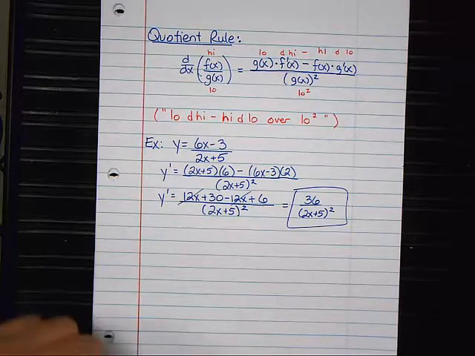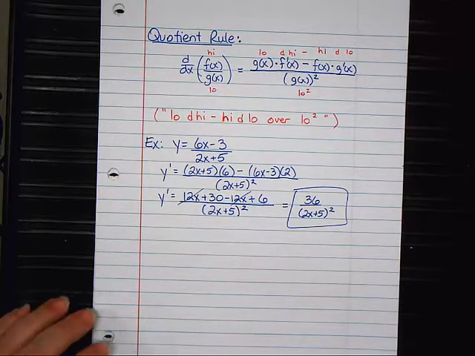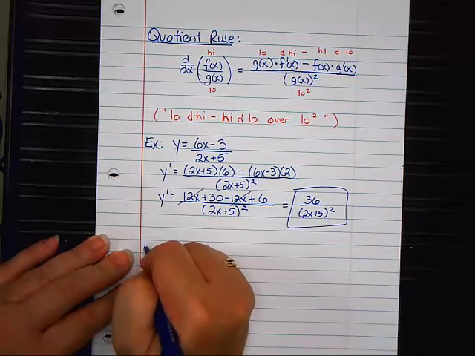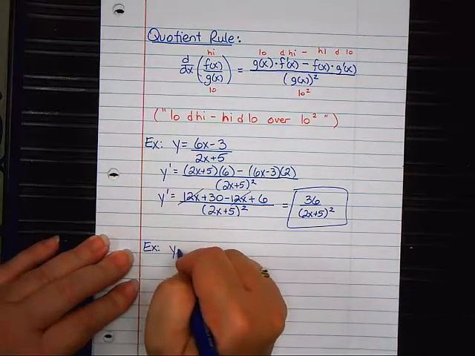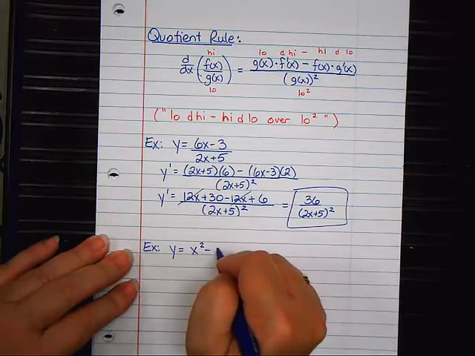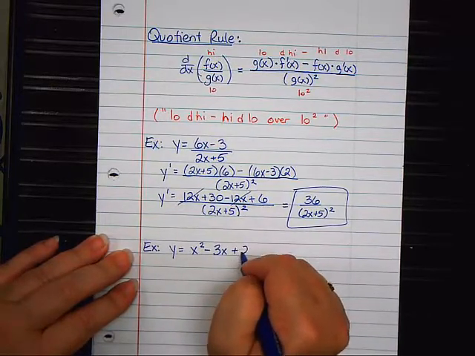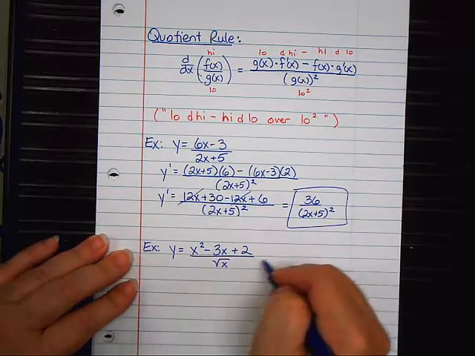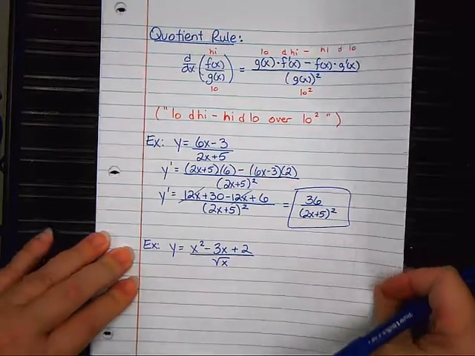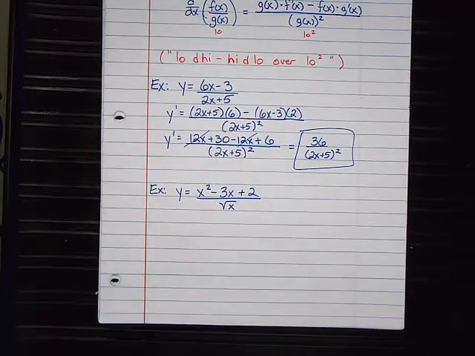Okay? Questions on that? That wasn't too bad, was it? No. Okay? Next problem. Y equals x squared minus 3x plus 2 over the square root of x.